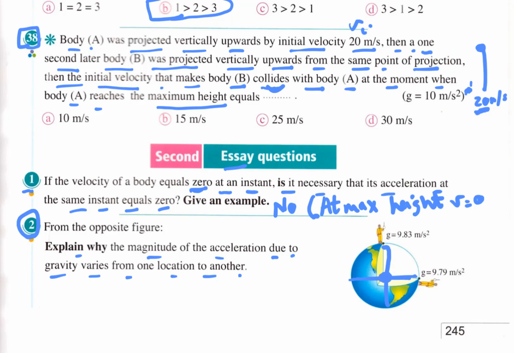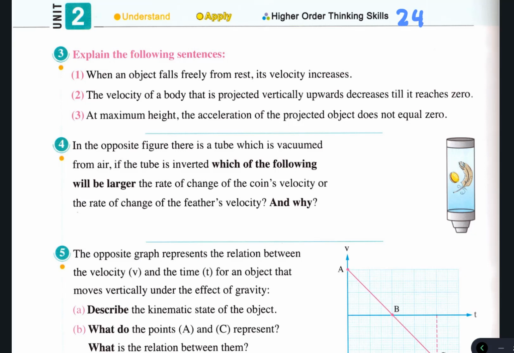So let's go to next page. Explain the following sentence: when an object falls freely from rest, its velocity increases. Sure, the object moves under the effect of the force of gravity, so it moves with uniform acceleration, 9.8 meters per second square. That means the velocity increases each second by 9.8 meters per second until it reaches the maximum velocity when it hits the ground.